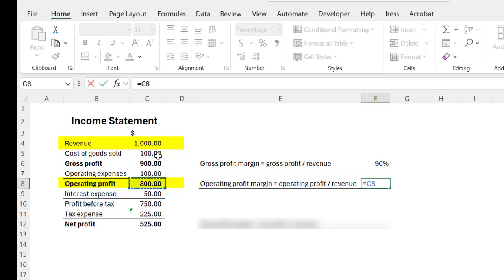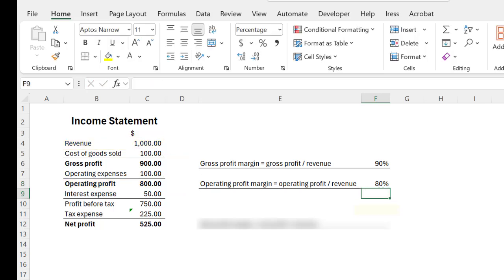800 divided by 1,000 equals 0.8, or 80%. An operating profit margin of 80% means for every dollar in revenue, we keep 80 cents in operating profit.